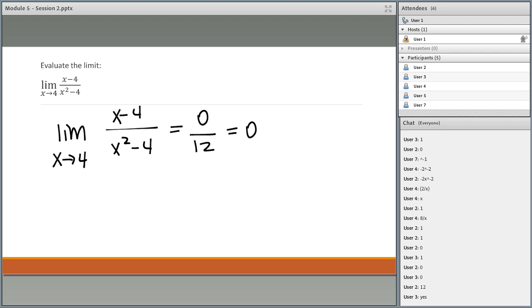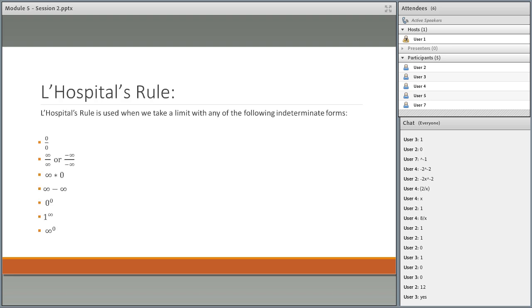So L'Hopital's rule only applies, you can only use it when you get one of your indeterminate form answers. And that's the table listed at the very beginning. One of these answers. This is when you can use L'Hopital's rule. If you get 0 over 12, that's okay.